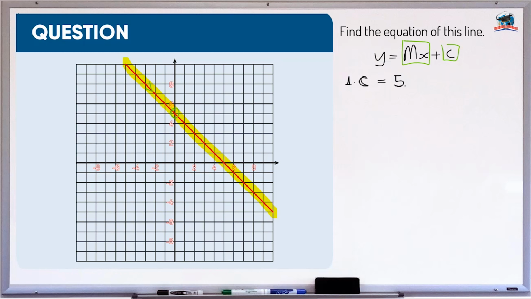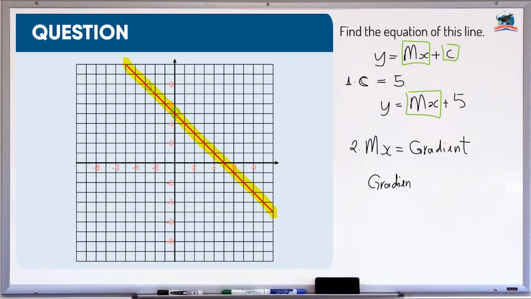If we want to rewrite our equation, we should have y is equal to mx plus 5. We still have the mx to go, which is our gradient. Now let's go for the gradient. We know that mx means gradient. And what was a gradient? A gradient is equal to rise over run.